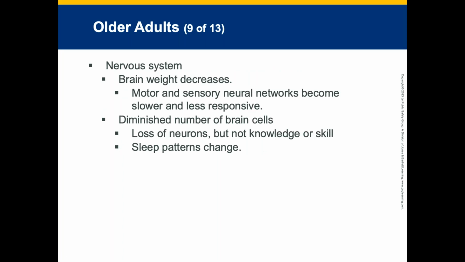As far as the nervous system goes, the brain weight may decrease by 10 to 20% by age 80. Motor and sensory neural networks also become slower and less responsive. The metabolic rate in the older brain does not change, and oxygen consumption remains consistent though. The number of brain cells diminishes, but the interconnections between brain cells continue as people age, providing redundancy within the brain. There is a loss of neurons, but not a loss of knowledge or skill. And a lot of times we'll have different sleep patterns as well.